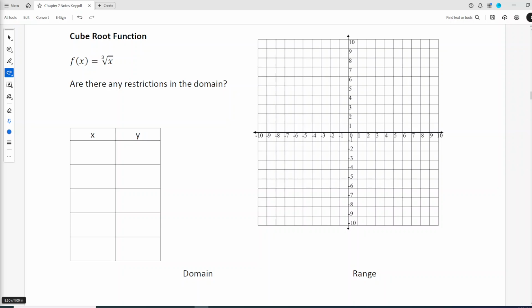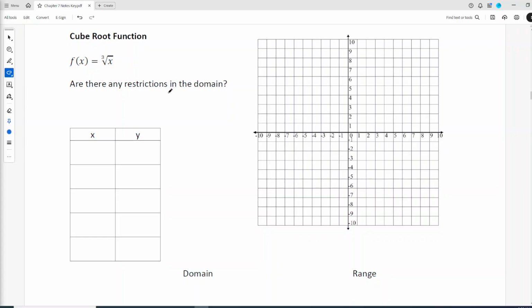So hopefully you've practiced the square root of x graphs and you're feeling kind of confident in that. What we're going to do now is cubed root of x. So I really want to show you the difference between an even root and an odd root. So if we're going to take the cubed root of x, are there any restrictions in the domain?